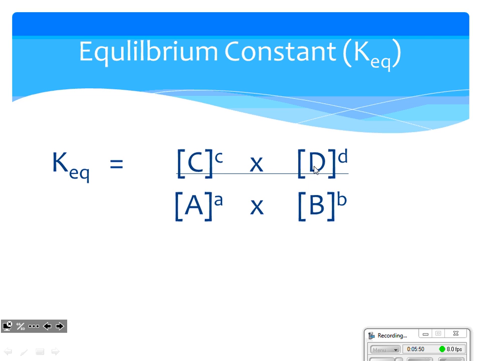The concentration of product D to the lowercase d value, which would be the number of moles, all over the concentration of reactant A to the A power, concentration of reactant B to the lowercase b value. So how am I going to set this up? You have the equation right here that's needed to calculate the equilibrium constant. How am I going to do it?